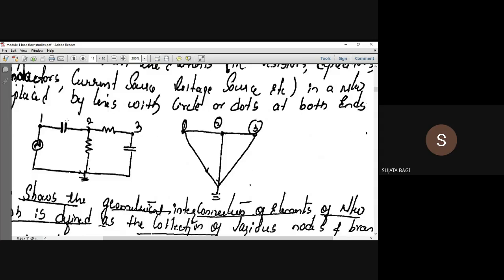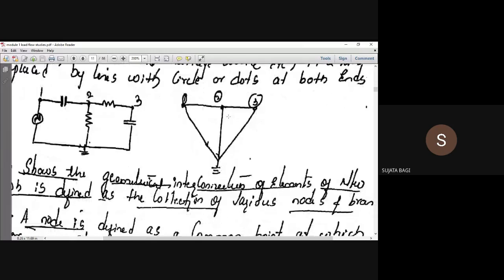All these components are replaced by thick lines. So this is nothing but a graph. This is just a graph, consisting of only nodes as well as elements. Now if you want to form an oriented graph, you provide direction, that is the direction of current. That is nothing but an oriented graph.